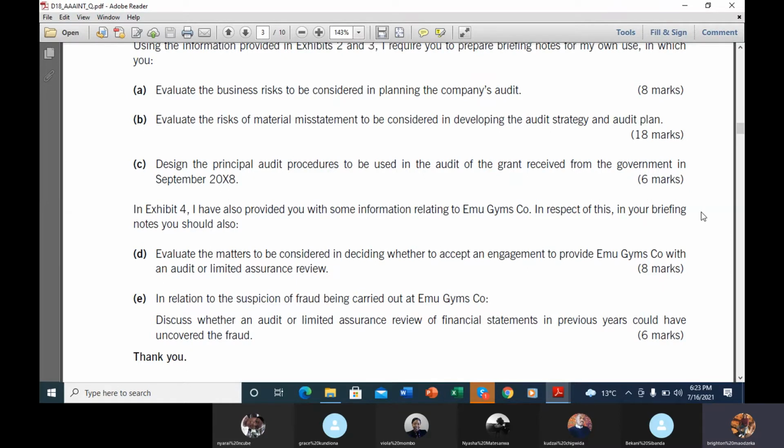When you talk about the audit strategy, it's an overall plan of the audit. The audit plan is the detailed plan. In other words, it's breaking down the audit strategy into specific areas that are going to be audited. That's why we call it an audit plan. These are two terms that are very important. Of course, the question verb evaluate means appraise, assess. And they say 18 marks. So how many points should you raise? You must know how many points you should raise in this case.